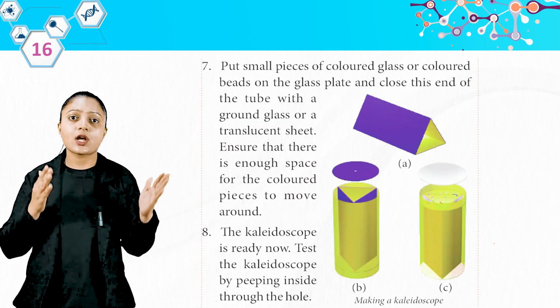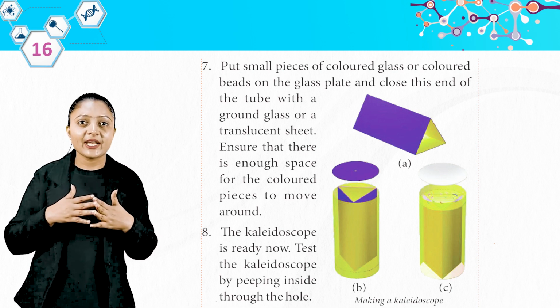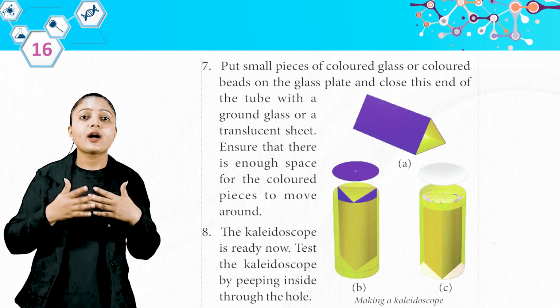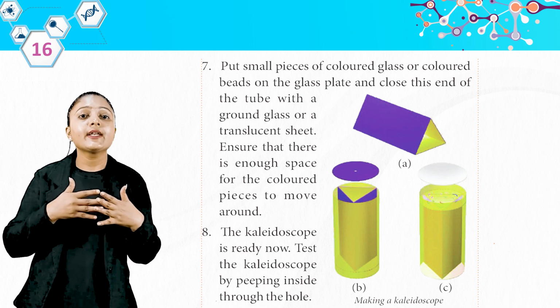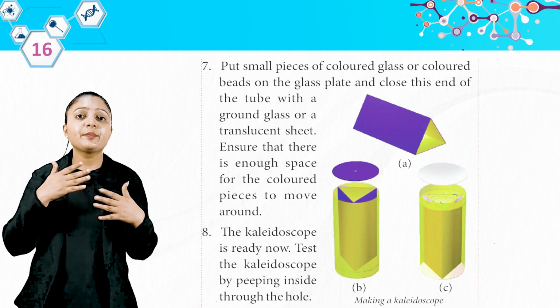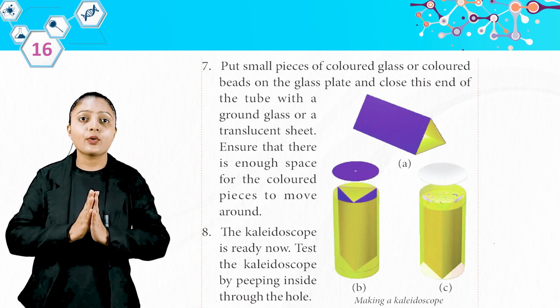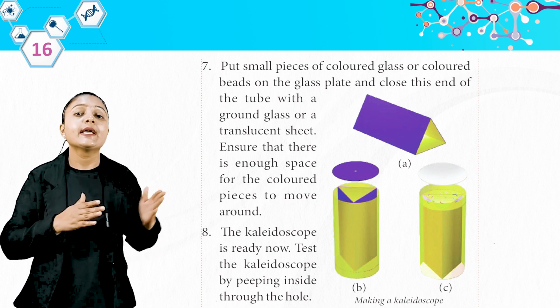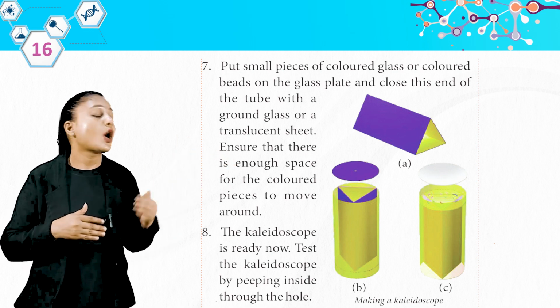Put small pieces of colored glass or colored beads on the glass plate and close this end of the tube with a ground glass or a translucent sheet. Ensure that there is enough space for the colored pieces to move around. The kaleidoscope is ready now. Test the kaleidoscope by peeping inside through the hole. Look at this picture: making of a kaleidoscope.